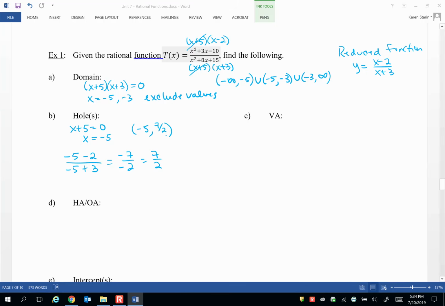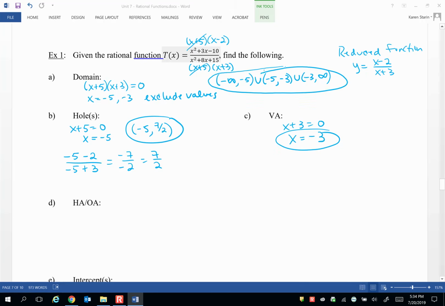Now for the vertical asymptote, we look at the denominator of the reduced function and solve that. So we have x plus 3 equals 0. So x equals -3 is a vertical asymptote. So we have a vertical asymptote, we have a hole, and so far we have the domain.